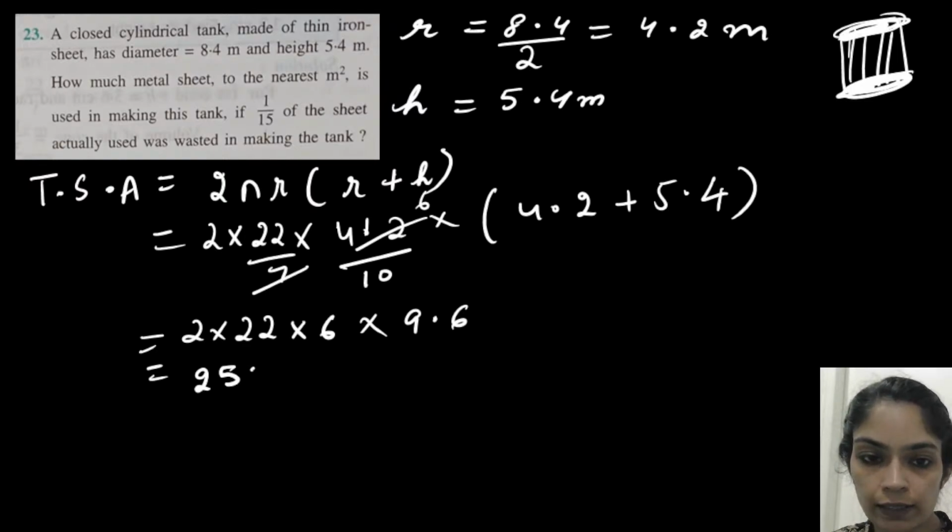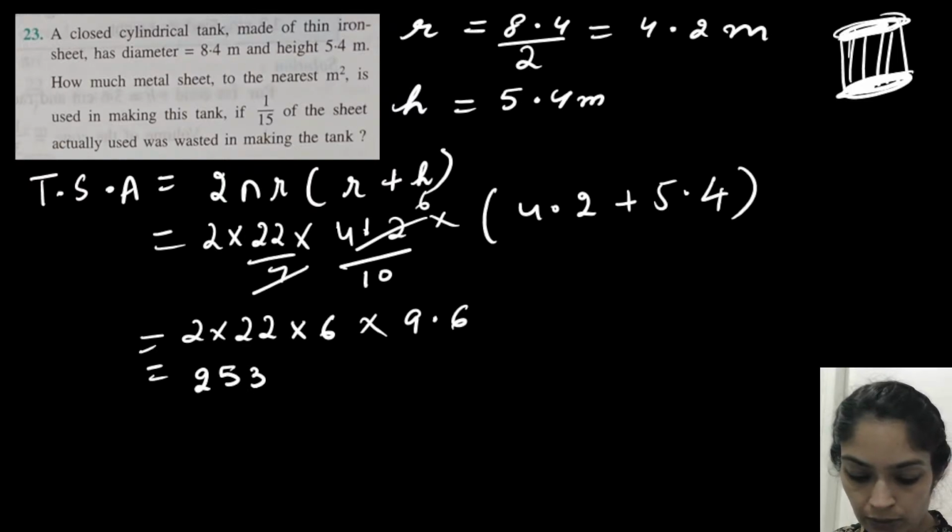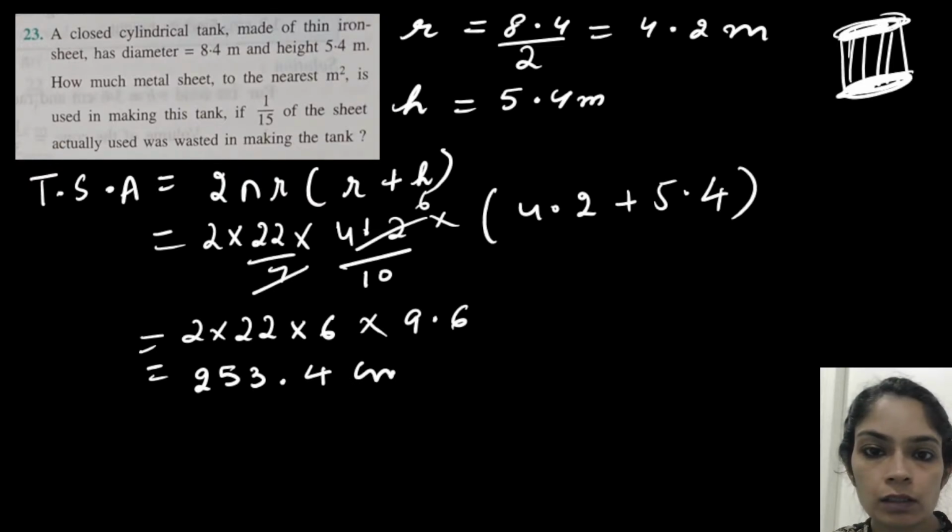253.4. So R.K. Puneet has given the answer. 250. Shivu Shankar has given. Okay, so decimal, I don't know if 0.4 or 0.32. All different answers. So I'll be considering 4 only. Meter square.